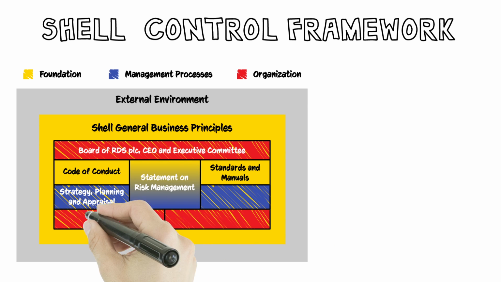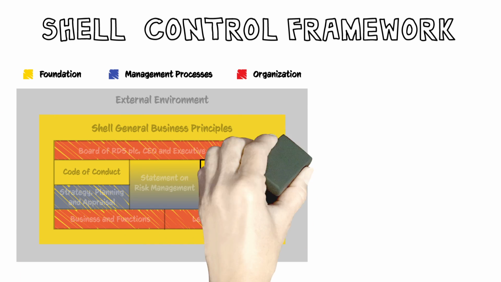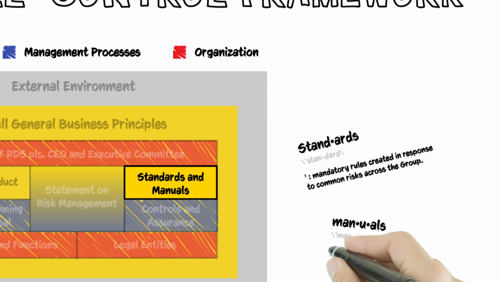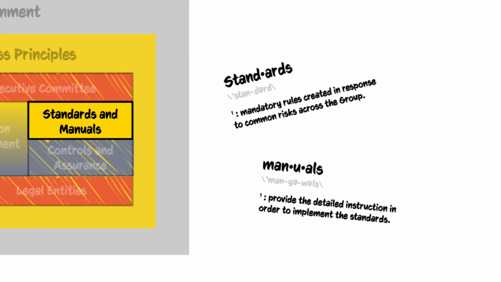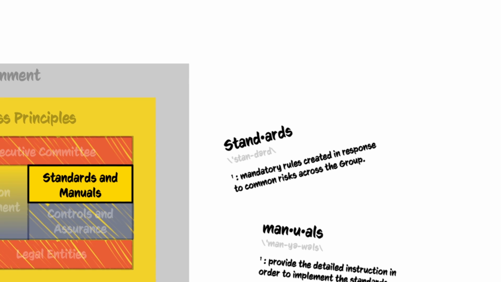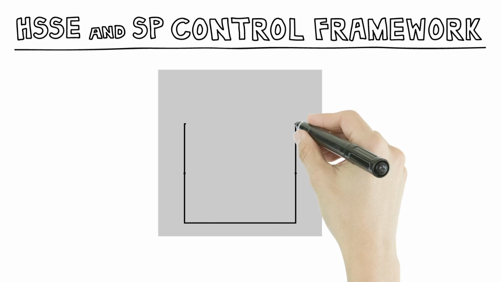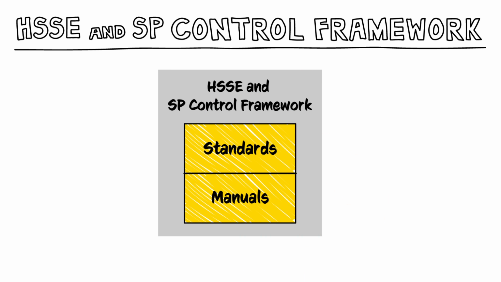Let's focus on the Standards and Manuals section of the overall control framework. Standards are mandatory rules created in response to common risks across the group. Manuals provide detailed instructions in order to implement the standards. Today, we will look at the HSSE and SP Control Framework and the Environment and Contractor Management Manuals within.